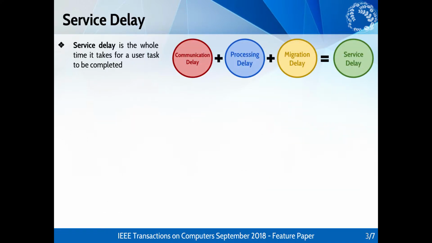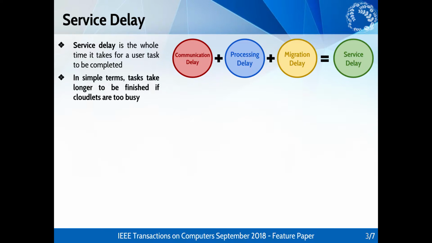The service delay in edge cloud computing is the whole time it takes for a user task to be completed. This includes the communication delay between the user and the cloudlet, the processing delay, that is the time that the server takes to complete the task sent by the user, and the migration delay in case we need to send data between two different cloudlets.